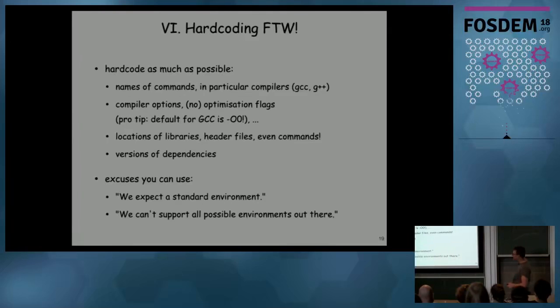By the way, for people that don't know this, if you don't specify an optimization level in GCC, you get -O0. So stuff is going to be bloody slow if you don't give it a -O2 at least, in a makefile. That's not a joke. Locations of libraries, header files, hard code them to /usr/include, maybe even your own home directory. And hard code versions of dependencies wherever possible.